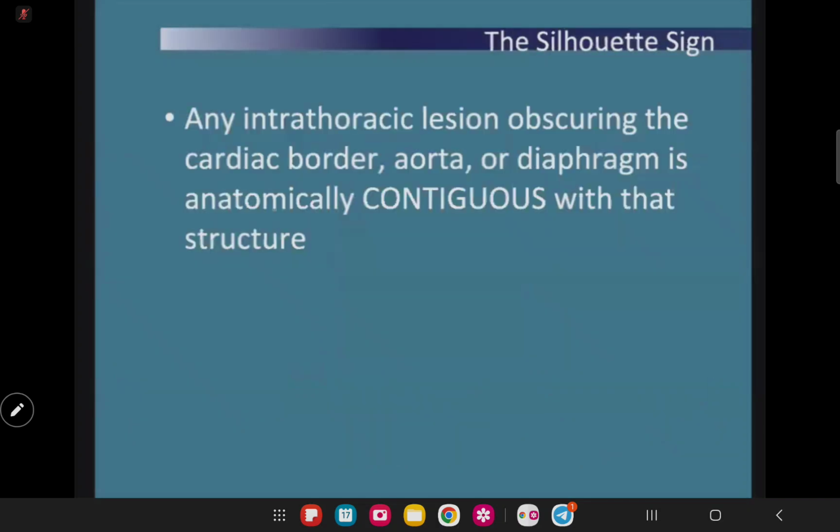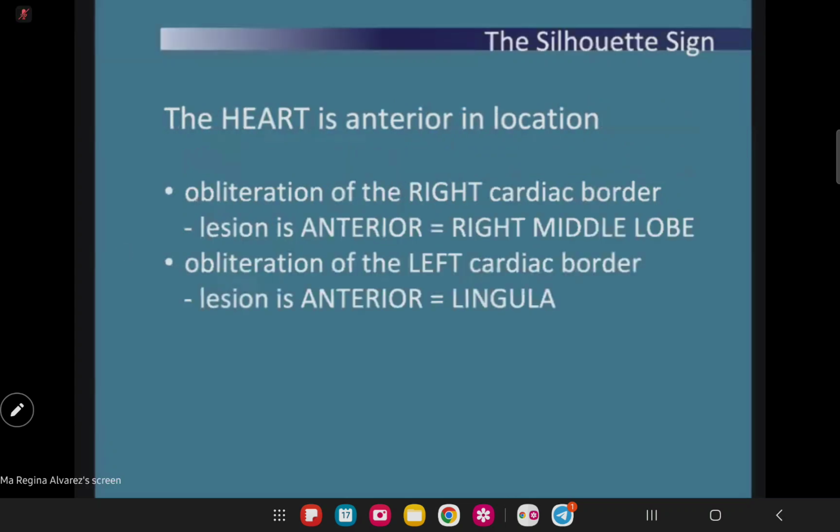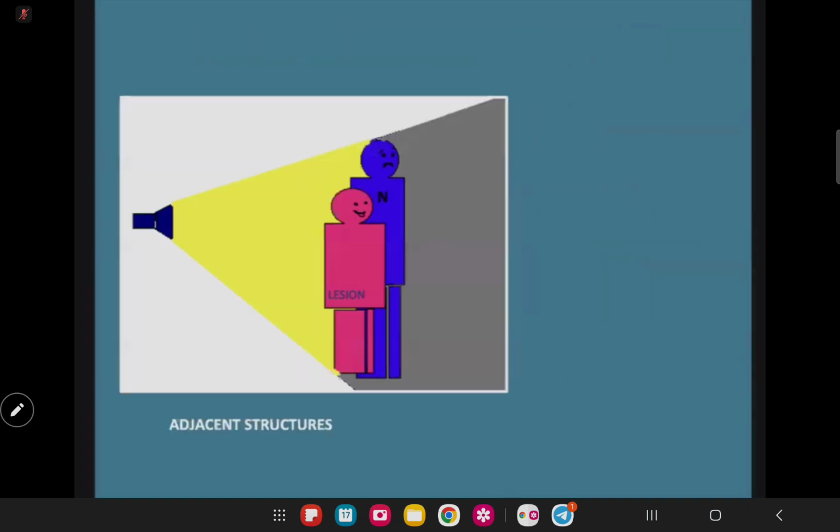Okay, so silhouette sign: any intrathoracic lesion obscuring the cardiac border, aorta, or diaphragm is anatomically contiguous with the structure. Contiguous, let's say continuous. So it will tell you the location. Obliteration of your right cardiac border, so the lesion is anterior, so most likely your right middle lobe is affected. Okay, left cardiac border, so lesion is anterior, so the affected side is most likely your lingula.